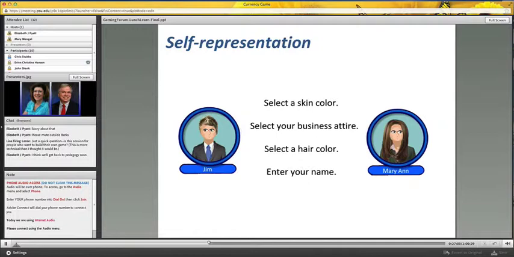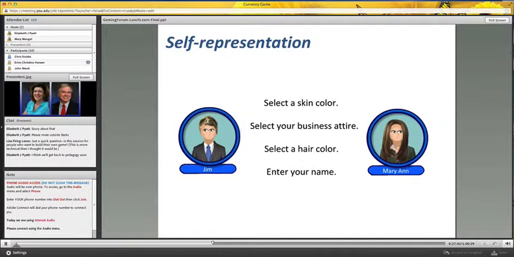As the game begins, you're led through a series of steps to build a character to represent yourself in a business story. You have choices of skin color, hairstyle, and business attire, and you name your character. As you make these selections, a visual representation of your character is built on the screen. By giving you choices about how you want to be represented in the game, right off the bat, we're engaging the learner in the story and immersing them in the learning experience.